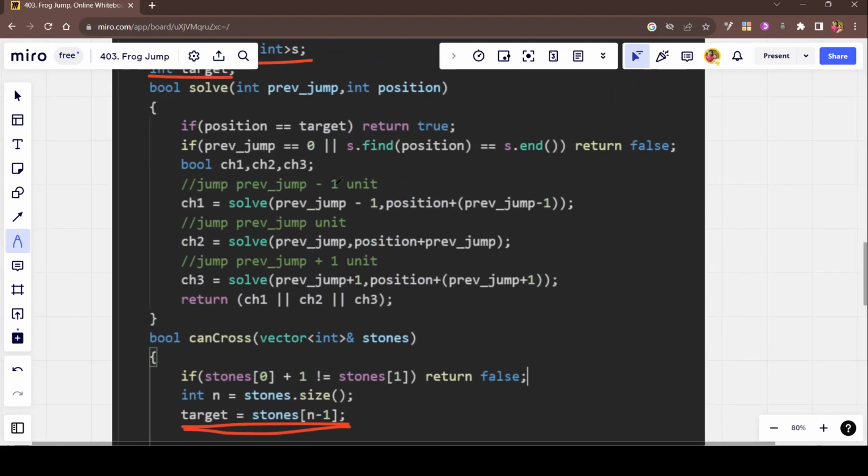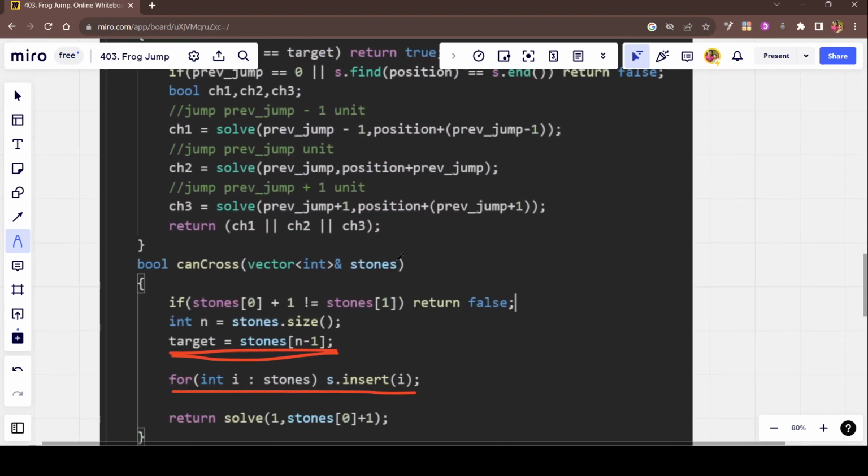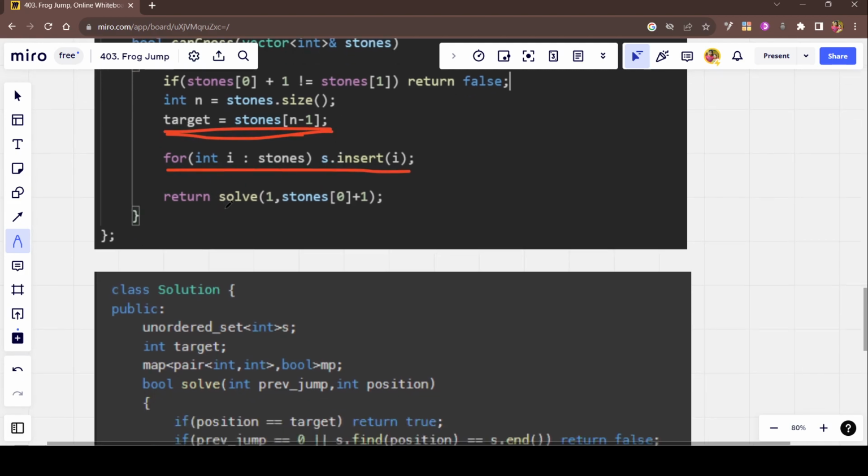Whenever I reach my target, I will return true. So target is stones of n minus 1, where n is the size of the stones, and n minus 1 is obviously the last index. Now I am returning this.